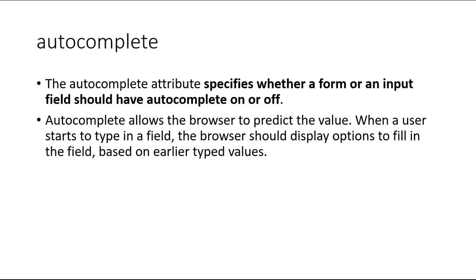Basically it is telling that if the autocomplete attribute is used, it can be either on or off. If it is on, then the browser will give a prompt message, or the browser will predict what value can be entered. That value will be displayed and the user just needs to select that value without typing, so that the value will be entered in that particular input control element.